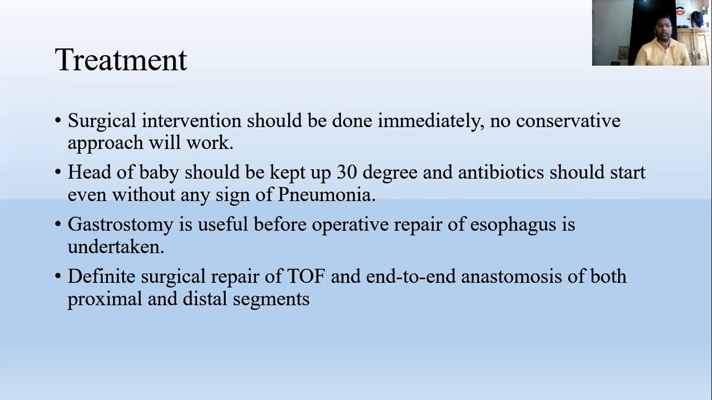Next, the procedure gastrostomy is useful before operative repair of the esophagus, meaning before the definitive repair. Before the emergency surgery, gastrostomy is advised in that patient so that you can start feeding the patient. So definitive surgical repair includes end-to-end anastomosis of both the proximal and distal ends of the esophagus.